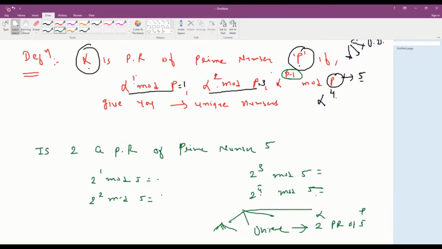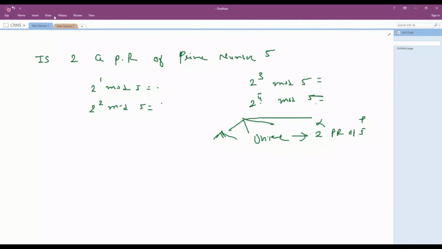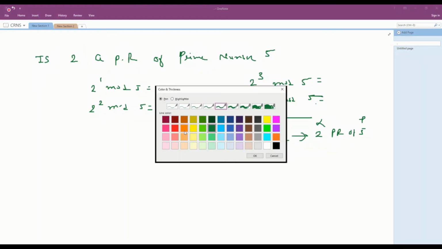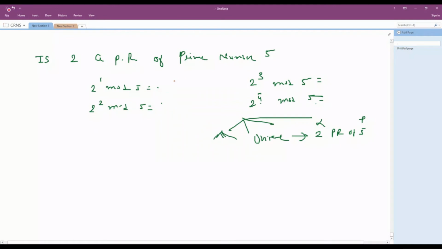They are unique. Yes, ma'am. 2, 4, this you will get 3, and this you will get 1, right? So yes, all the values are different.